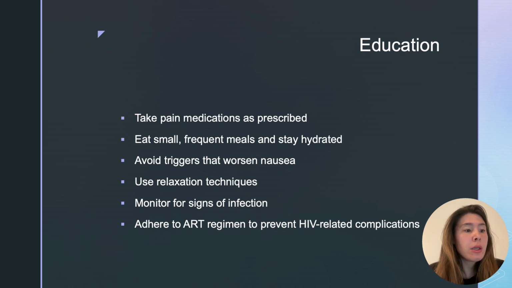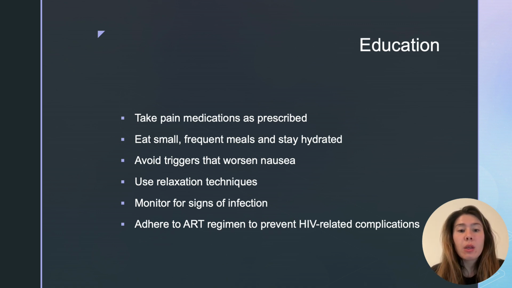Educating the patient, especially on managing the nausea and pain at home, is extremely important. So first, we want to educate the patient to take pain medicine as prescribed. We do not want them to overdose on the medicine and take the pain medicine every time they feel pain. If it says every 4 hours, we want to encourage that, not every hour. We want to encourage eating small meals so that they don't overdo the nausea or vomiting or trigger it. And then we also want them to stay hydrated.